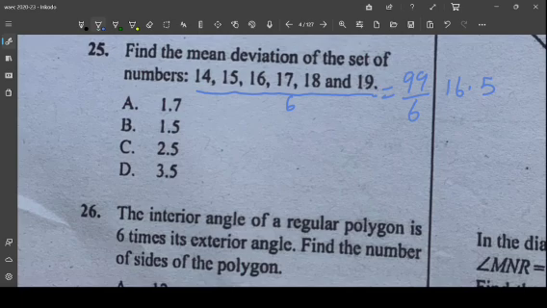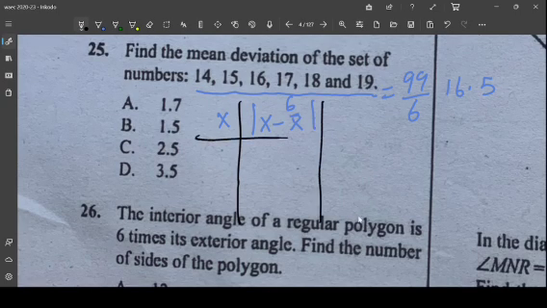So I'm going to draw a table for each of these numbers. I'm going to label these numbers as x, all right? And then the deviation is going to be the absolute value of x minus x bar, where x bar in this case refers to the mean. So I'm going to be compiling this table of values, all right? So for each of these numbers, I'm going to find my x minus x bar. So I have 14, 15, 16, 17, 18, and 19.